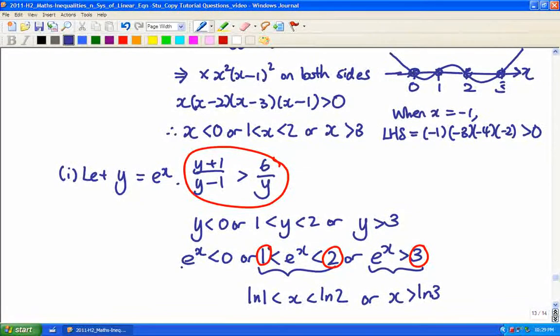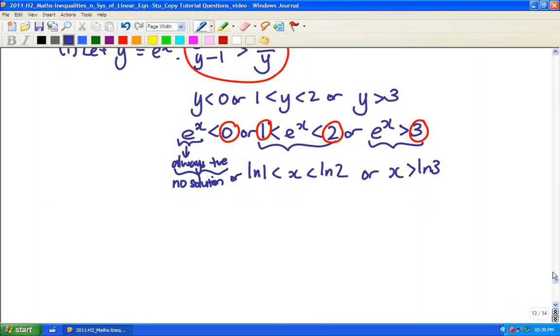Whereas for the first one, the constant on the other side of the inequality is 0. So in this case, you do not take ln on each side. Instead, you need to use an argument regarding the exponential function. In this case, you see that e to the power of x is always positive. This is a number that's always positive. In other words, this part of the solution will have no solution. So you will have something like no solution, or ln 1 is less than x is less than ln 2, or x is greater than ln 3.